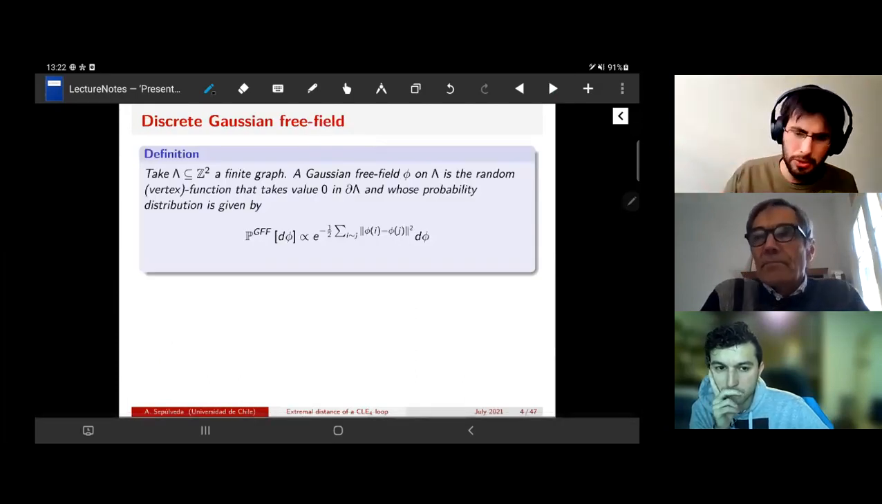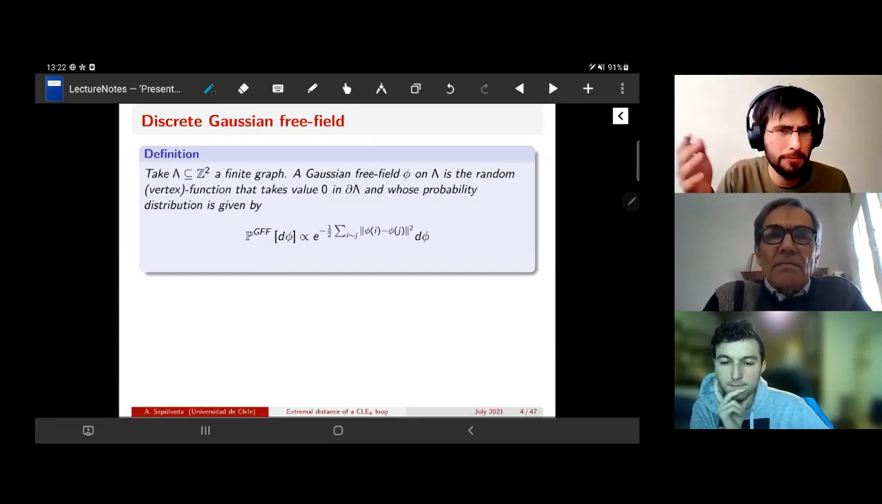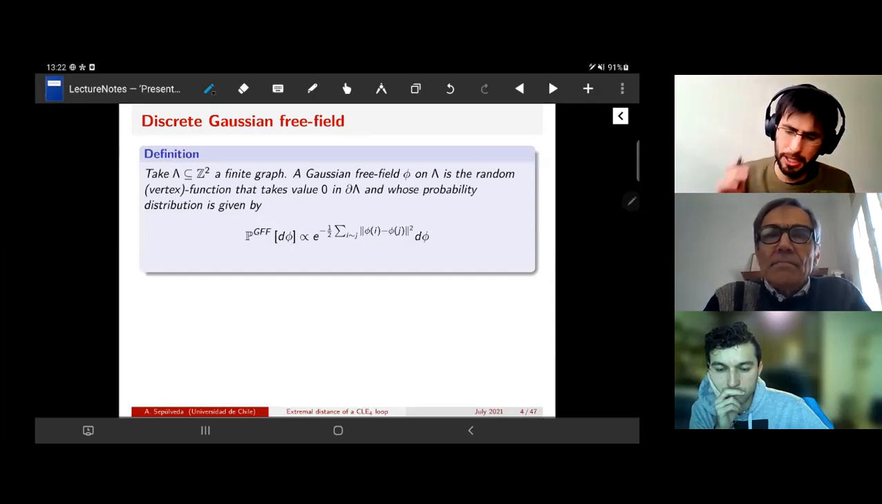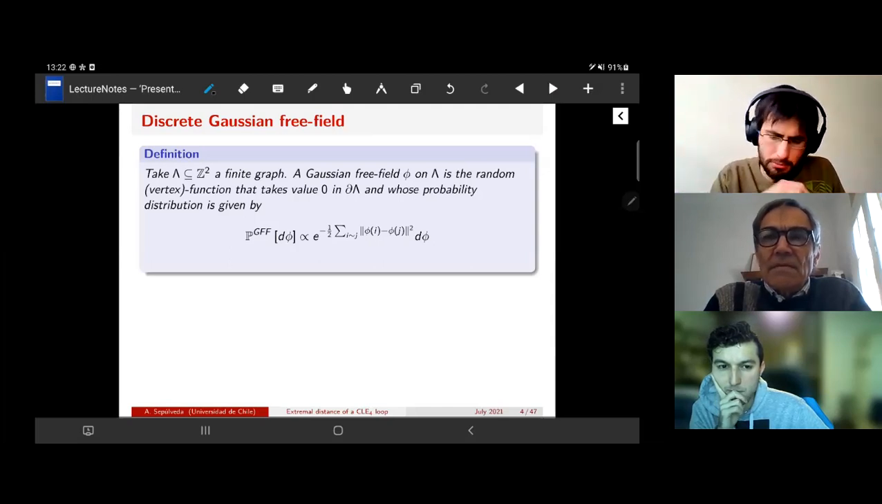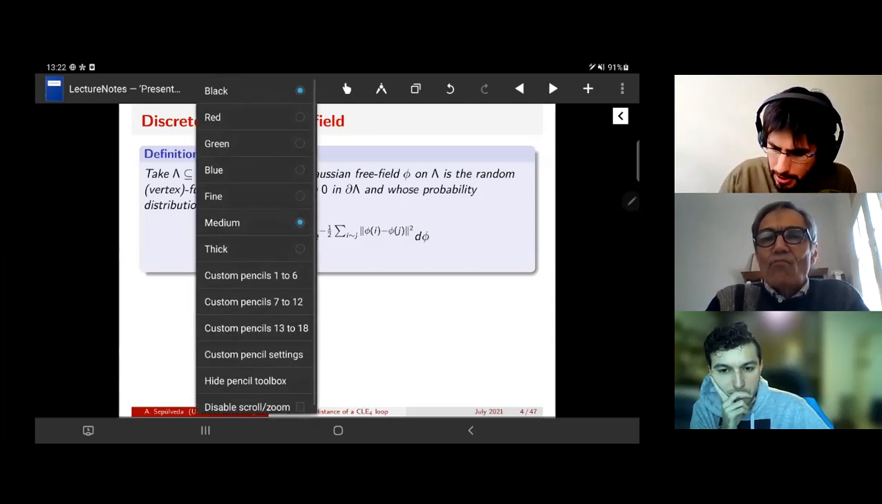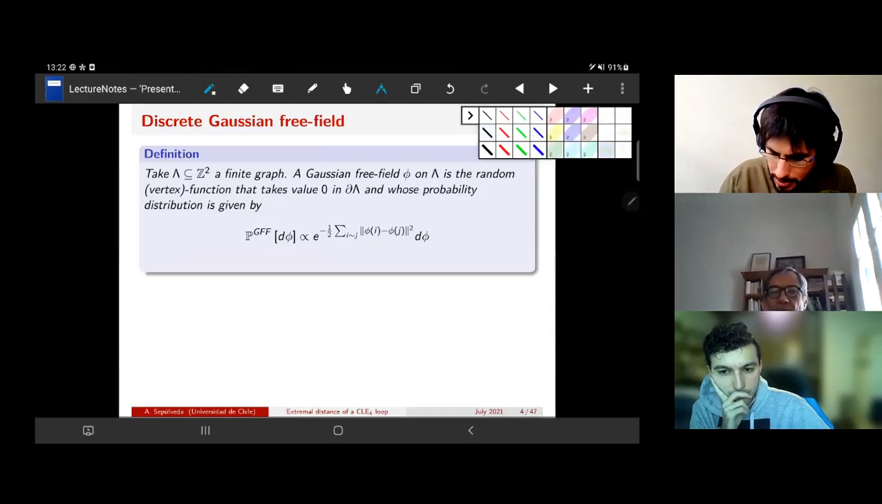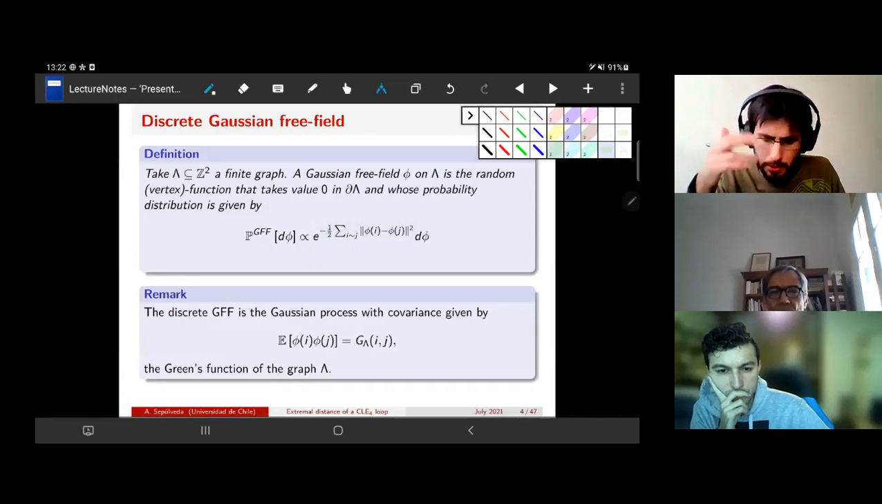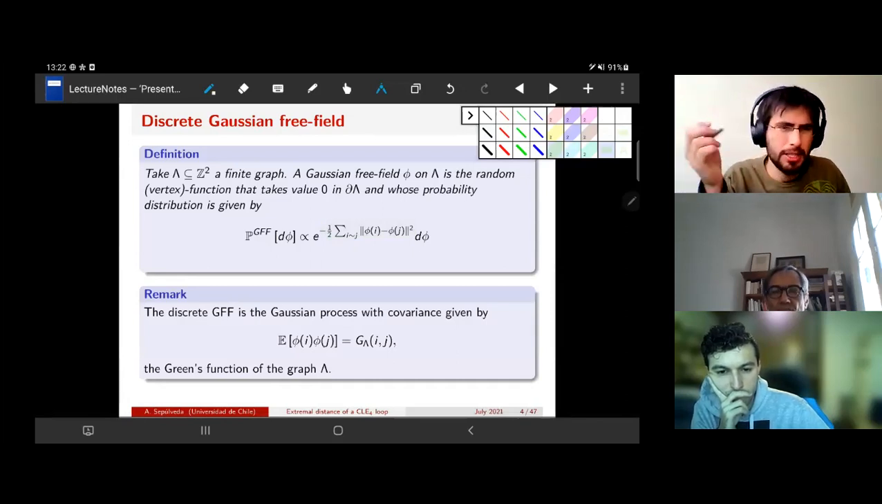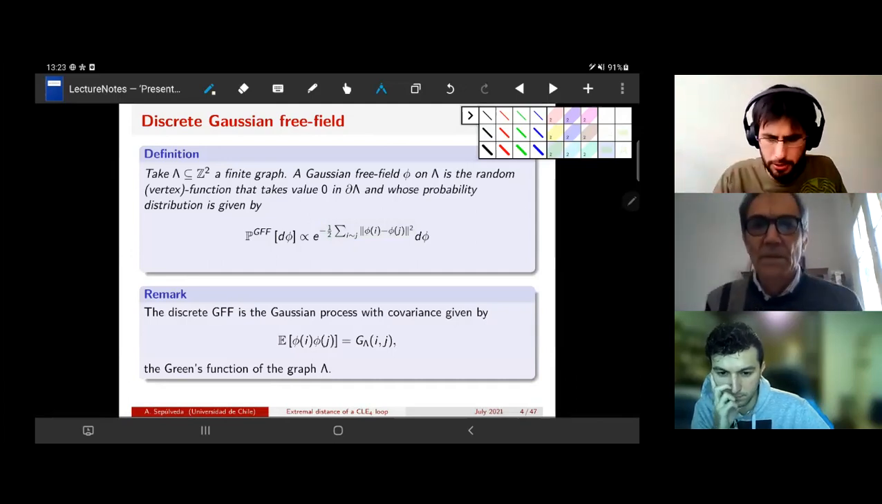So the Gaussian free field is defined on a graph, which in our case will be a subset of Z^2, and it is just a Gaussian, so it will just be a random function. It takes value 0 on the boundary of the set, and at the rest of the points, the probability distribution is given by a Gibbs measure with energy given by the Dirichlet energy. So it's just this object. It feels quite cryptic, but there is another way to think about it: it is a Gaussian process whose covariance is given by the Green's function. And here, as Marek did before, I'm going to use the Green's function of the graph, but in fact it is not important. It's just important for the constant.